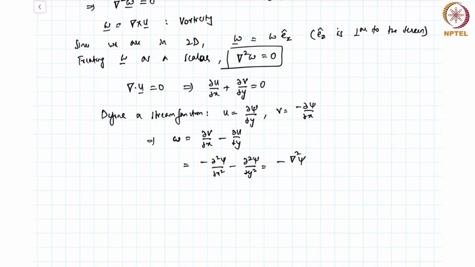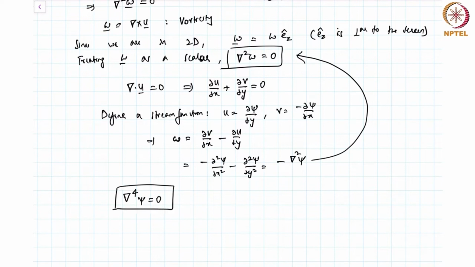Now if I substitute this omega is minus del square of psi into the equation, I get del power 4 of psi is 0. Right? This equation is called a biharmonic equation. The most general solution of this biharmonic equation was given by Mitchell in the 1800s itself.